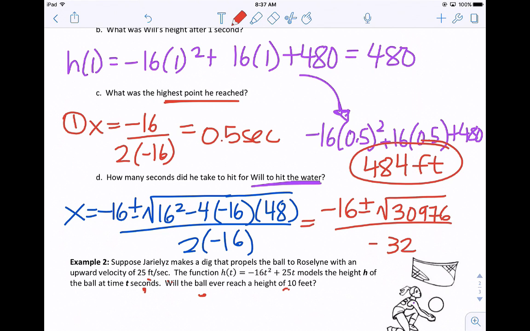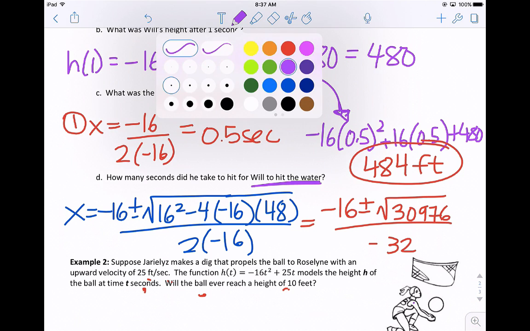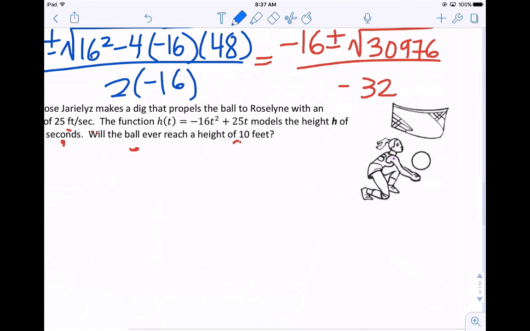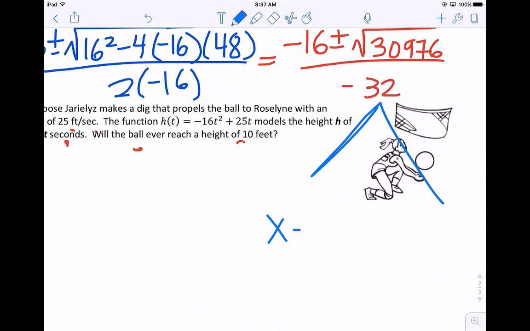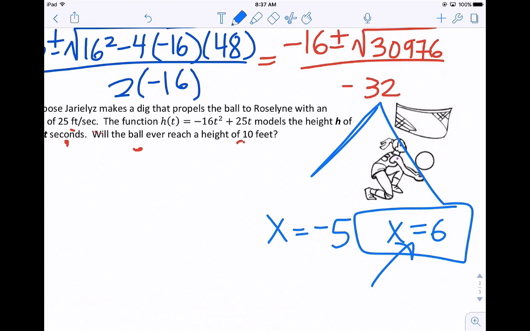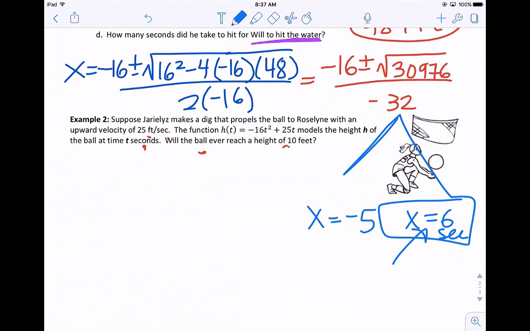And now when we type it in, we can get our 2 zeros, 2 real solutions. I'm kind of out of room here, so I'll put it here. And one is at negative 5 and one is at 6. So we're going to take our positive one, and we can say at 6 seconds, that's when Will hit the ground.